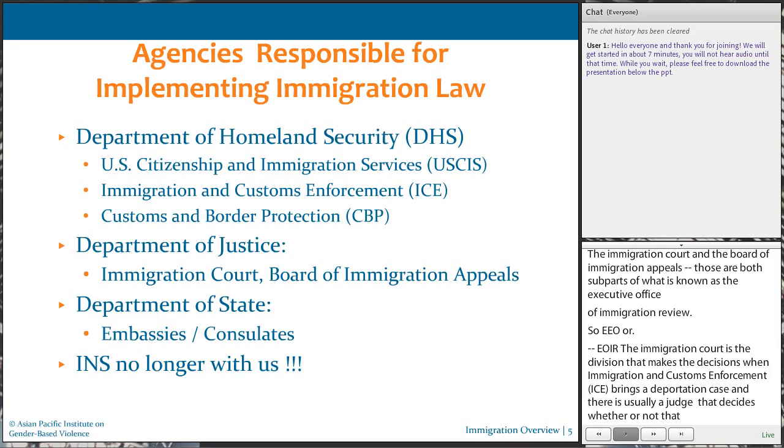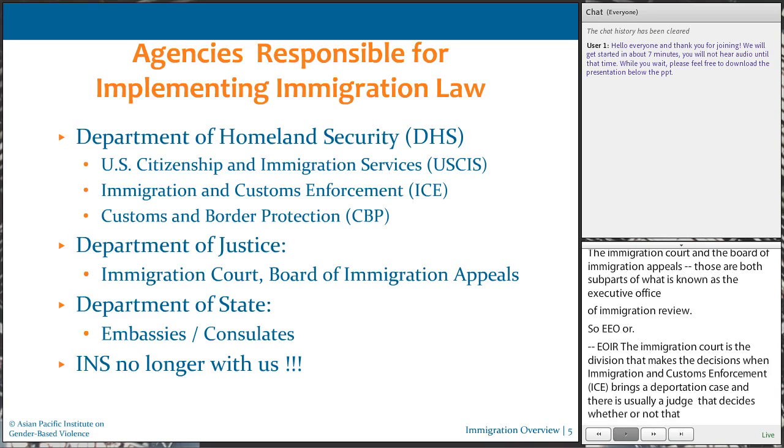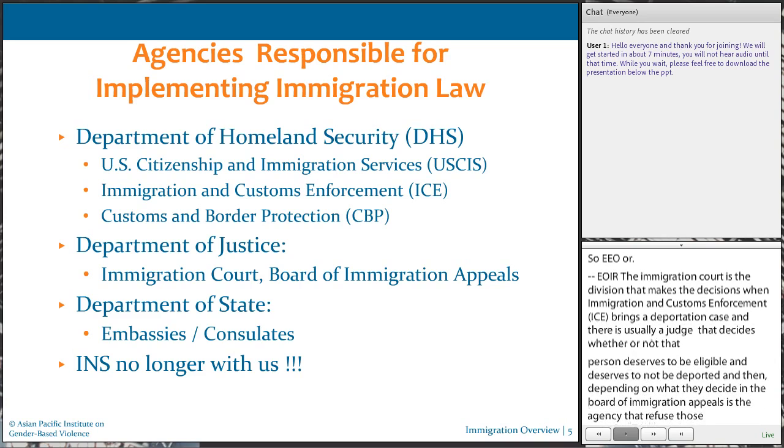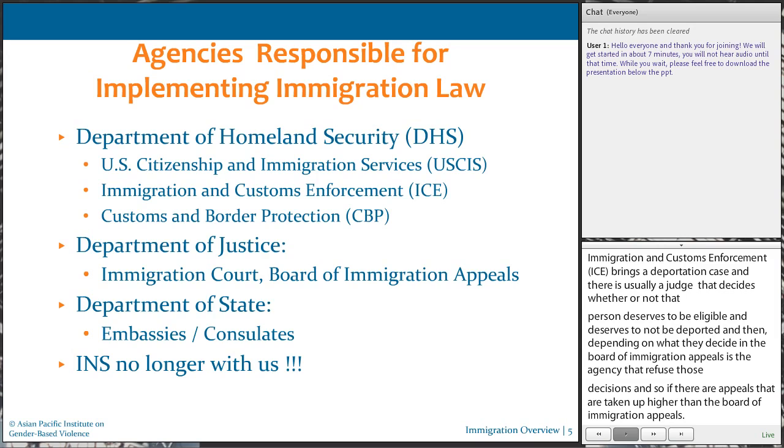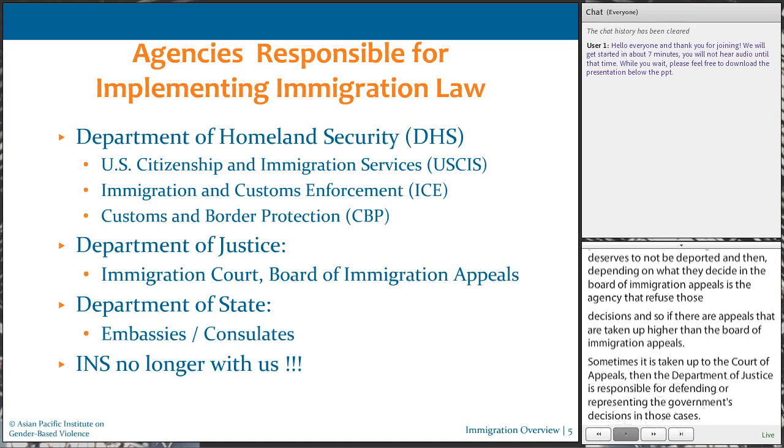And so if appeals are taken up higher than the Board of Immigration Appeals, sometimes to the Court of Appeals, then the Department of Justice is responsible for defending or representing the government's decisions in those cases. And so sometimes when immigration cases are appealed, it becomes the Office of Immigration Litigation, which is within the Department of Justice as well, that will represent the decisions of the Board of Immigration Appeals or the lower immigration courts.